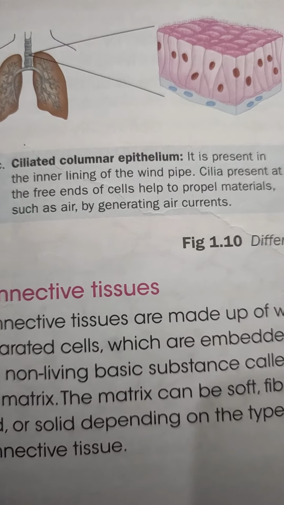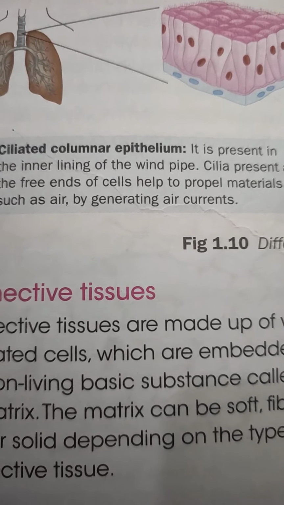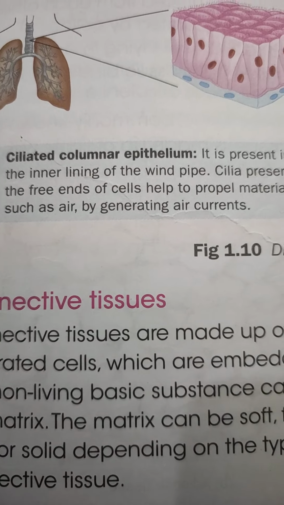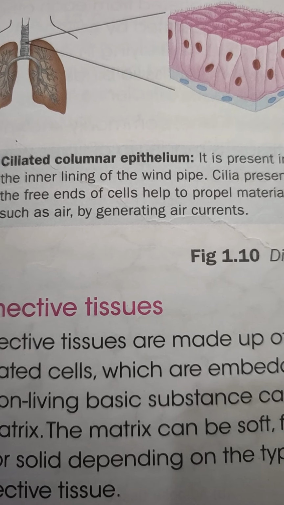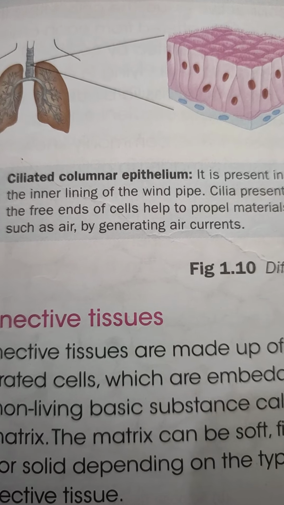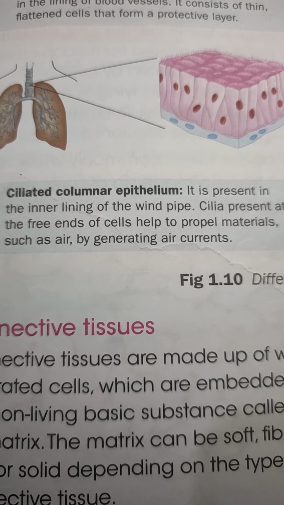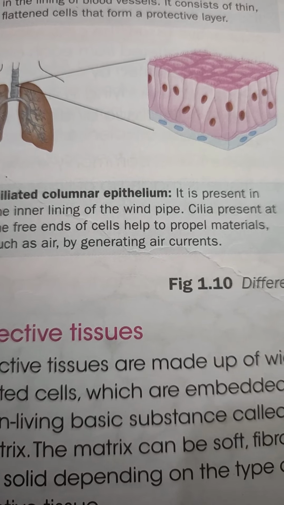Now the third category is ciliated columnar epithelium. As we see in the name, ciliated and columnar. Ciliated means cilia, so they must have cilia at their free end, and columnar means their shape is like a column, like a pillar, elongated. So it consists of columnar cells with cilia on their free surface.